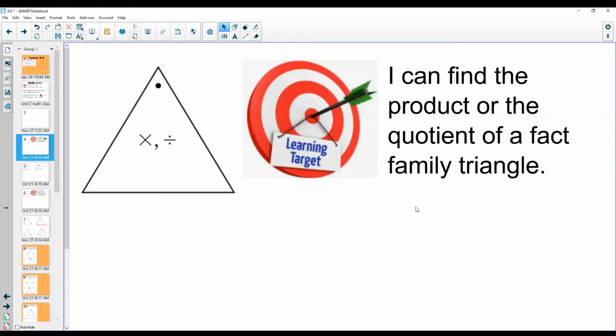Third graders, today we're on lesson 4.6. And your learning target is I can find the product or the quotient of a fact family triangle. Now notice that we are doing fact family triangles, but this time instead of addition and subtraction, they're multiplication and division. Remember, the product is the answer you multiply by. Then you have two quotients.